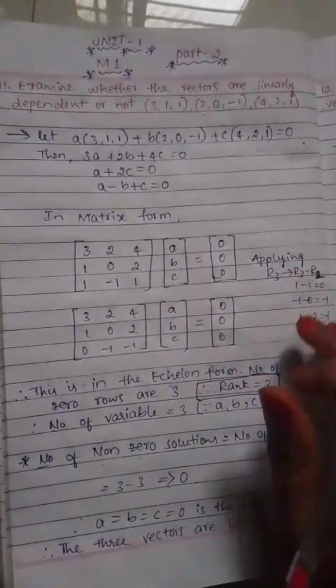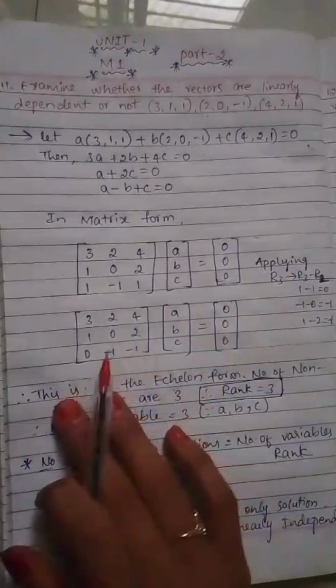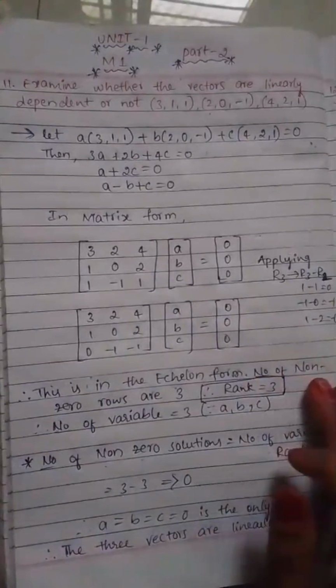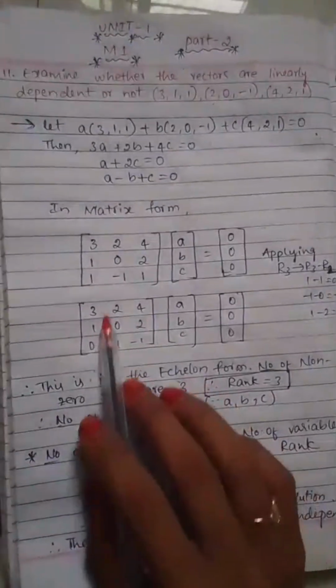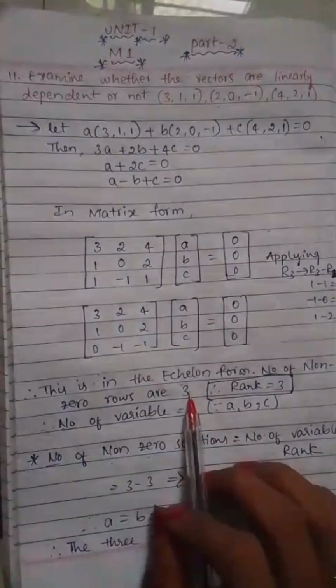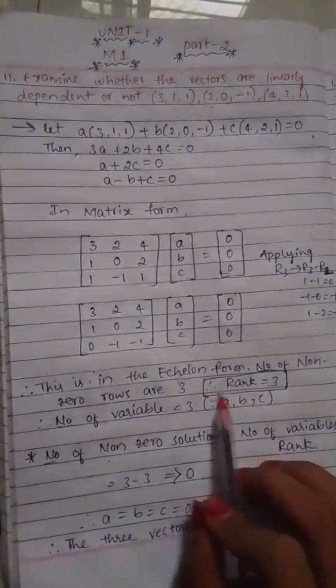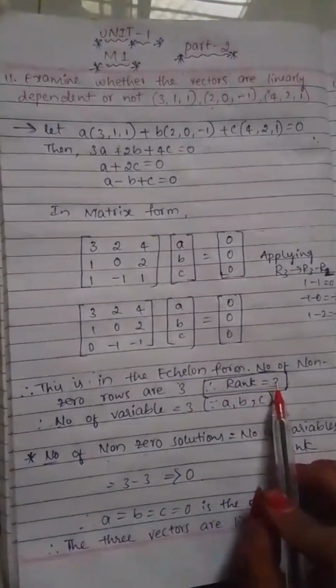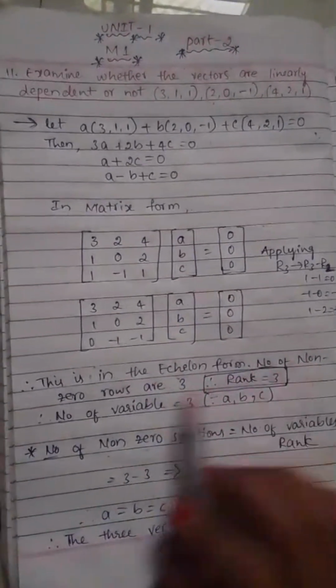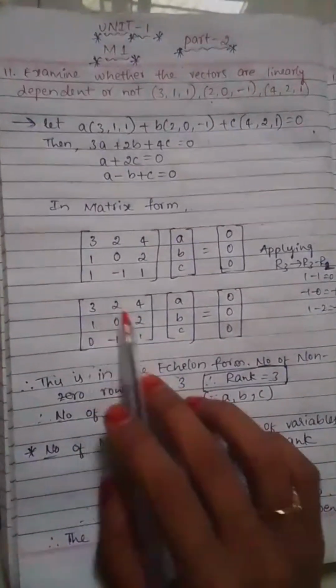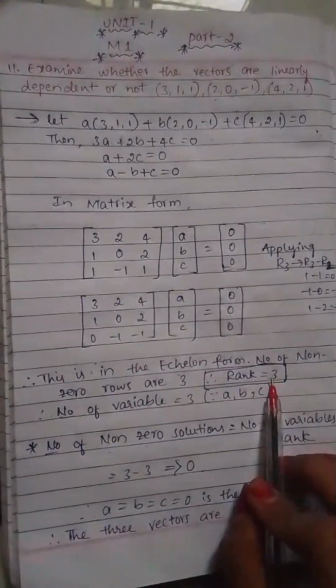Here I have done the calculations. This is in the echelon form. The number of non-zero rows are 3. Therefore, the rank of the matrix is 3. Here I got 3 non-zero rows, that's why the rank of the matrix is 3.